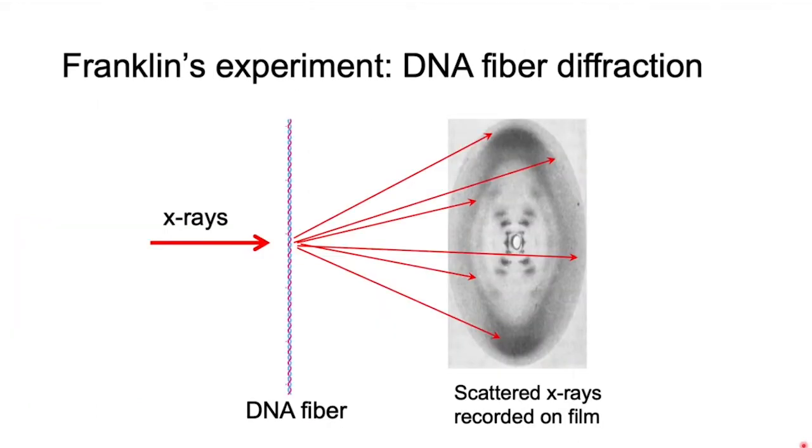Rosalind Franklin was recording fiber diffraction from DNA. She placed long fibers of calf thymus DNA in an X-ray beam and recorded the pattern of scattered X-rays on film. There's a mathematical relationship between the particular characteristics and parameters of the DNA helix and the pattern of spots one observes on the film. So it's possible to just take an image like this and learn quite a bit about the nature of the helix that scattered those X-rays.